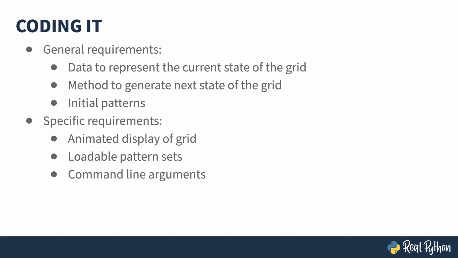At bare minimum, you're going to need the name of the initial pattern to use. But you might also want to change the size of the grid, how many frames to show, how fast the frames go, and other things. You can use command line arguments to change the parameters to your code.